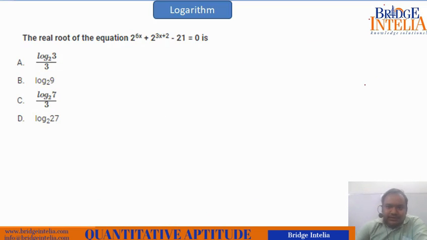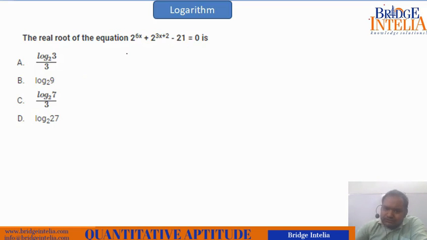Now this one: 2 to the power 6x plus 2 to the power 3x plus 2 minus 21 is equal to 0. The real roots of the equation. That means what value of x when substituted here satisfies this equation. So that value is known as the root.